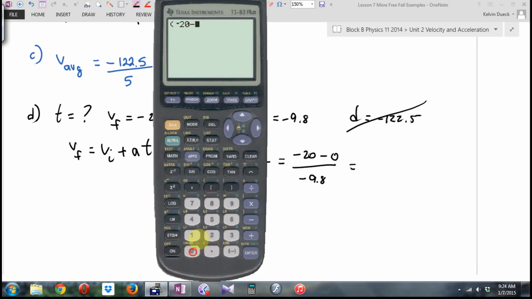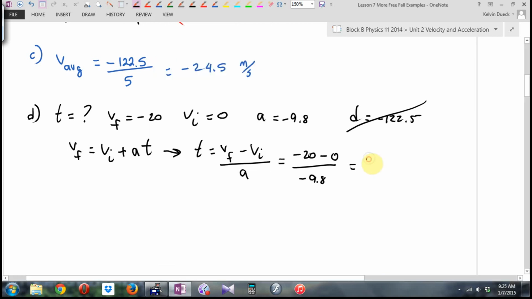Negative 20 minus 0, which is really just negative 20, divided by negative 9.8. 2.04 seconds. Yep. If you noticed that it was zero, I would have no problem if you had said, hey, why don't I do that and just divide by A and I'm good to go. In fact, that's a better step. I was giving you the generic one. Yep.